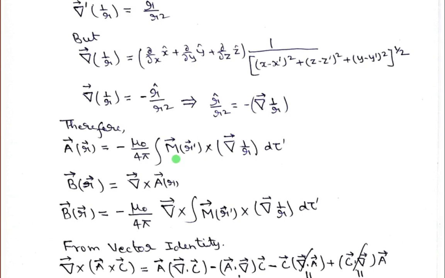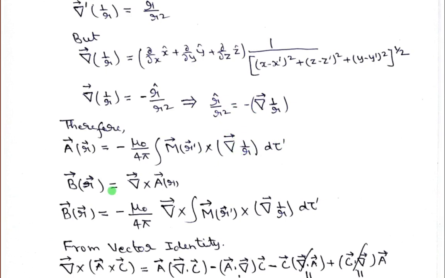So what we will get? We will get this value, so that is minus mu 0 upon 4 pi integral magnetization vector, which is a function of r prime, cross product with gradient of 1 upon r, d tau prime. So that is the same, I have just replaced this quantity. I hope you understood. Okay.